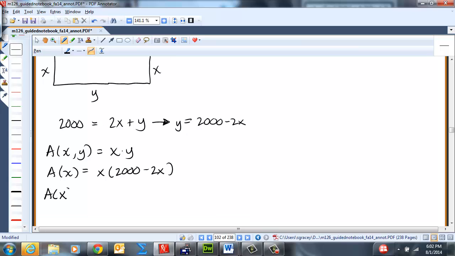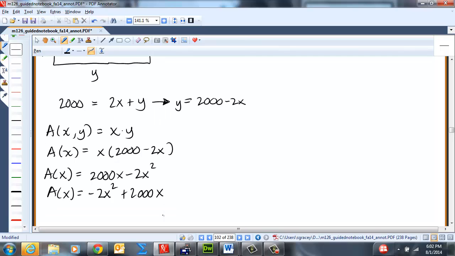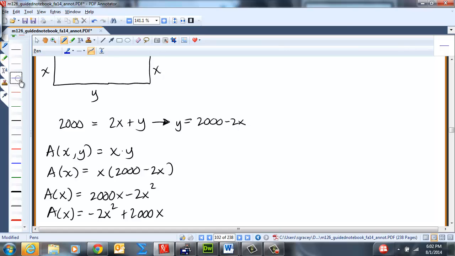So we get area in terms of x is 2000x minus 2x squared. If we write that in descending order, we'll have negative 2x squared plus 2000x. Okay, so now we have something quadratic in form, so we can use the skills we've learned to find the maximum or minimum points for quadratics. Negative b over 2a is negative 2000 divided by 2 times negative 2, which is 50. Oh, my mistake, 500.